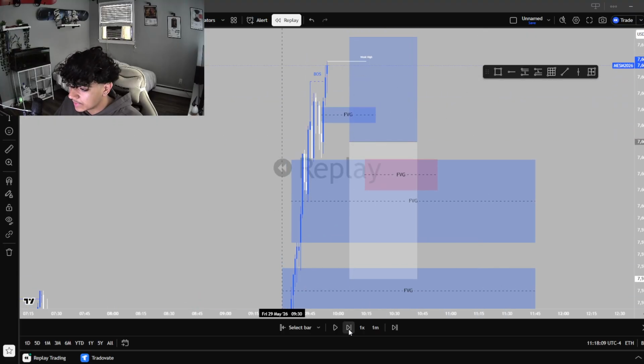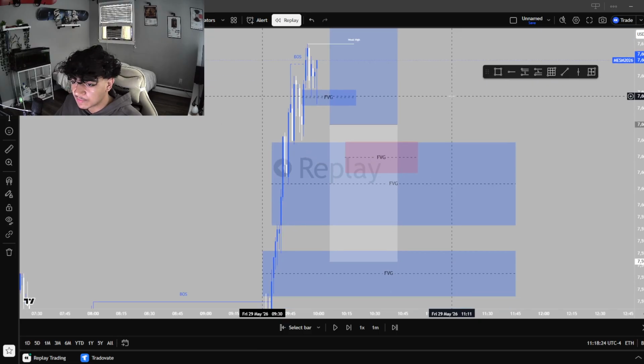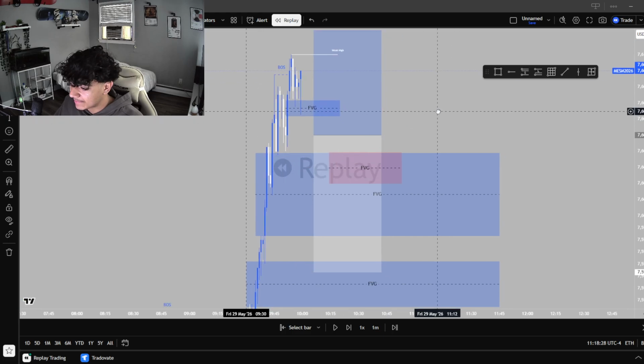So I waited. We formed a fair value gap at 9:52. And then I'm waiting for 10 o'clock to hit, which is this candle. And we're still respecting bullish movement. But I know since we pumped so high, I don't think we're going to keep pumping higher. And I'm waiting for this gap to get inversed.